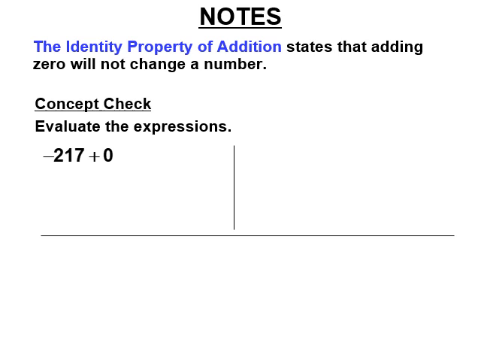All right, so the identity property of addition says that adding 0 to a number will not change it. So what does -217 plus 0 have to be? Well, it has to be -217.